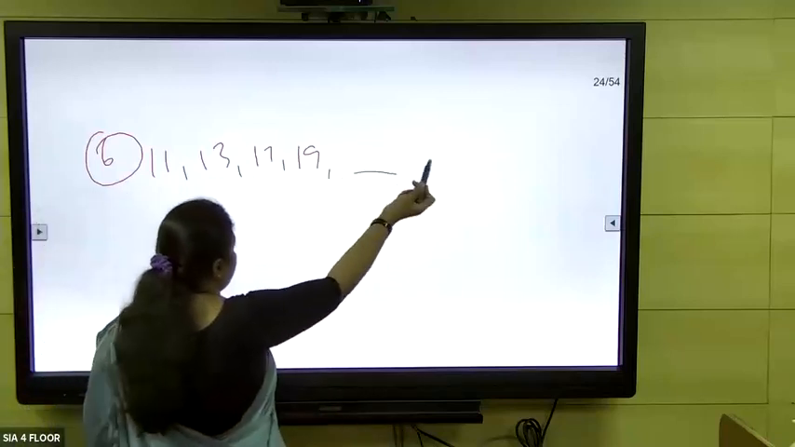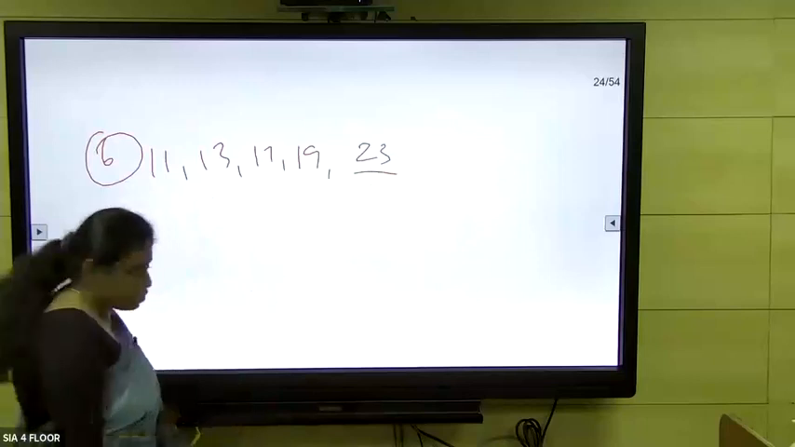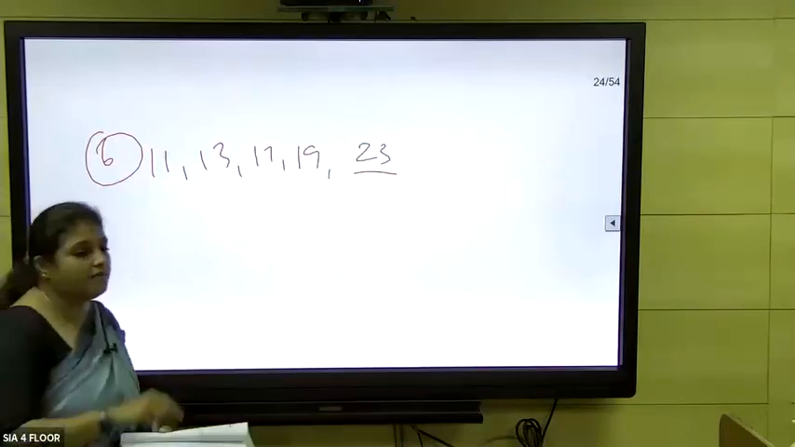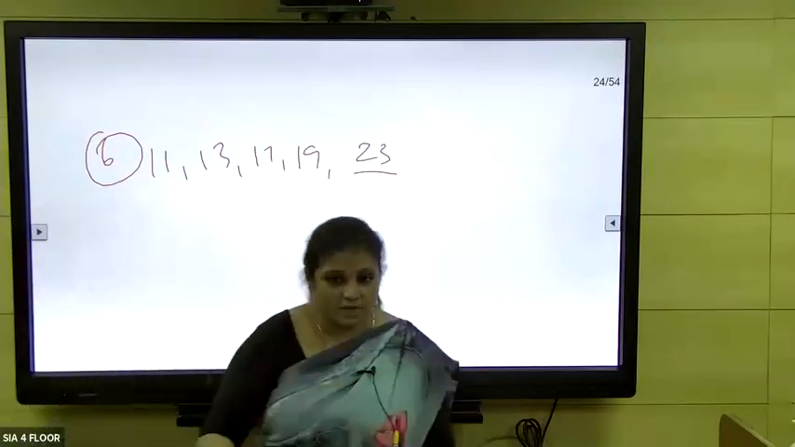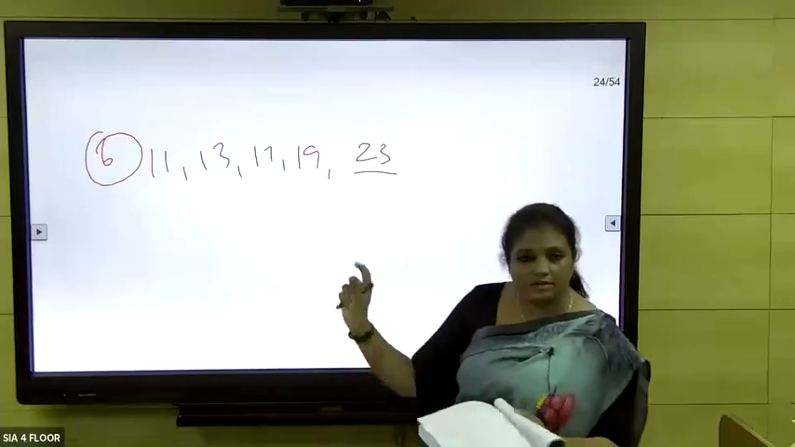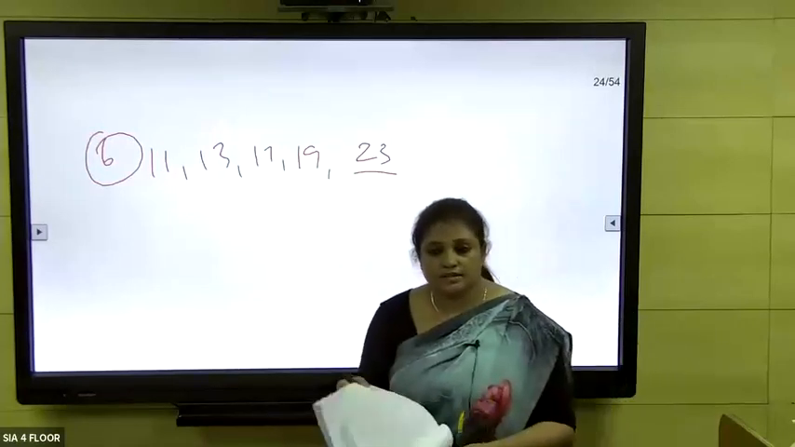So 11, 13, 17, 19, the next prime number is going to be 23. So the sixth one's answer is 23. Copy that, and based on this, the next sequence comes. Once this is understandable, the next is understandable very easily.